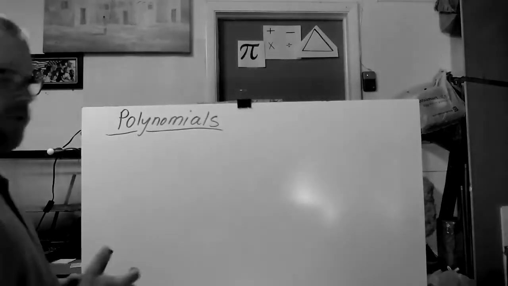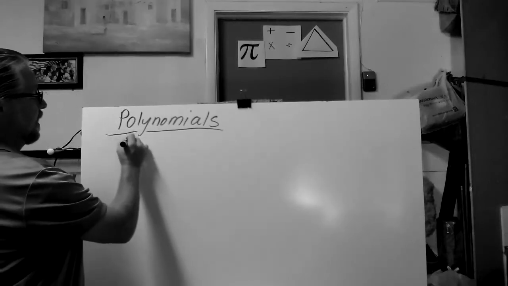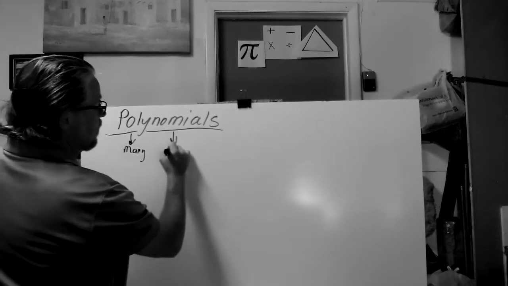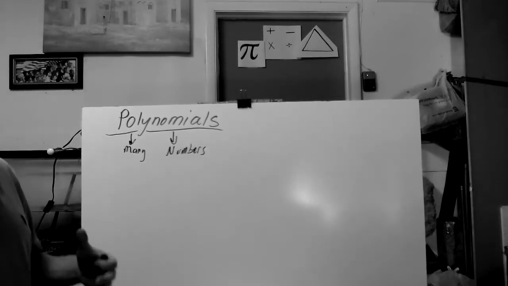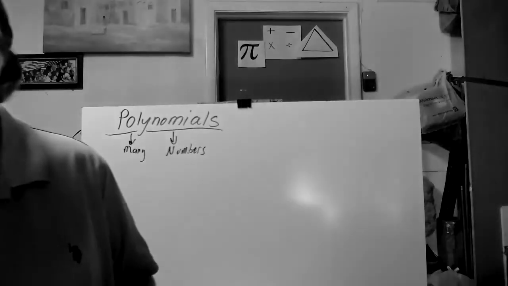I'm going to start with the word polynomial. It is a compound word, two words made into one. We have poly, meaning many, and nomials, meaning numbers. Okay, real simple, real easy. So polynomials mean many numbers. Good, we got some information.